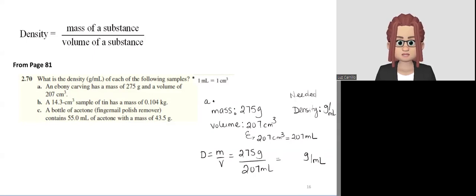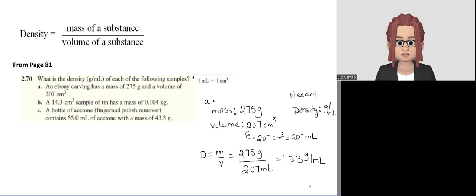I see a calculator display with many digits. But once I have to determine how many digits did I write down, here I'm doing a division. And since I have 3 significant figures here and 3 significant figures here, I need to round my calculator display to 3 significant figures. So my final answer is 1.33 grams per milliliter. Make sure that you practice by doing problems B and C.